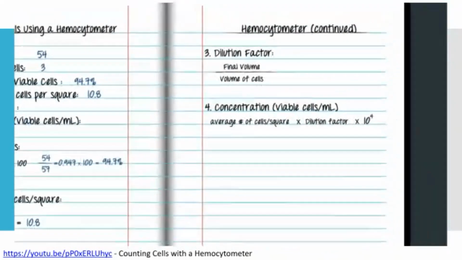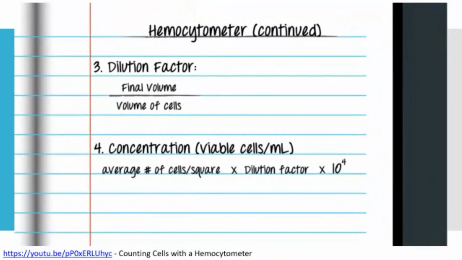Now let's calculate the dilution factor. The dilution factor equals the final volume divided by the volume of cells. Our final volume here is 200 microliters, because we started with 100 microliters of cells and added another 100 microliters of trypan blue.